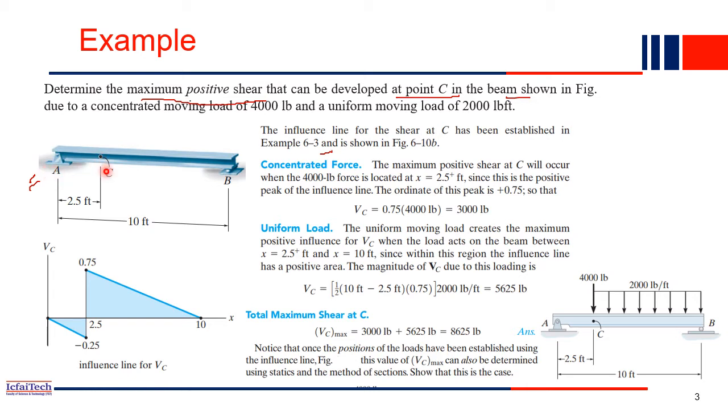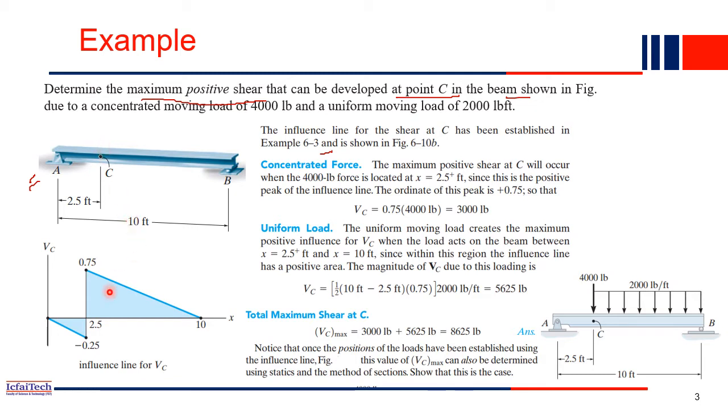So two loads are acting, moving from left to right, and we have to find the change of positive shear at point C. Basically, we have to draw the influence line diagram at C.